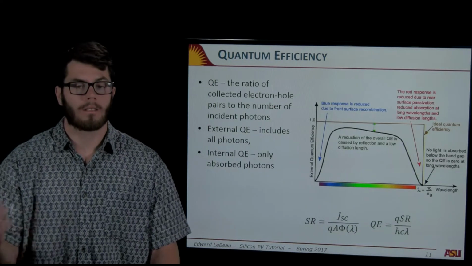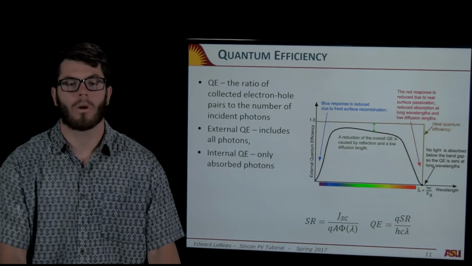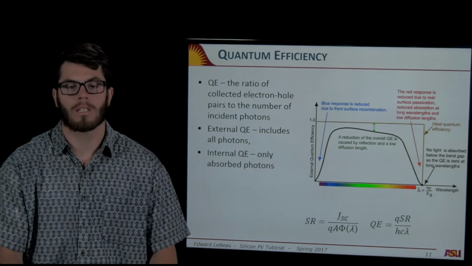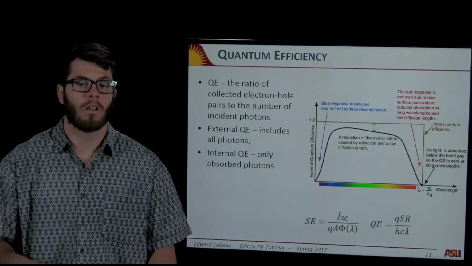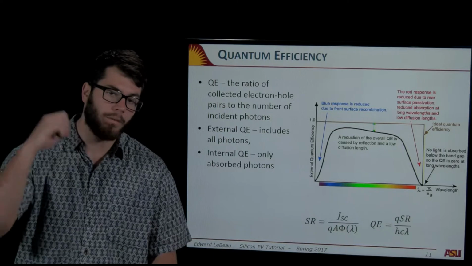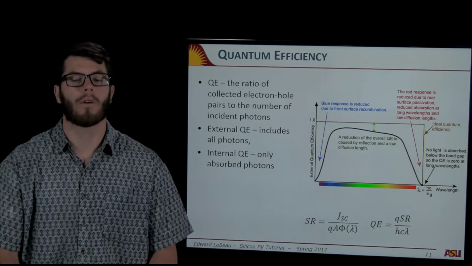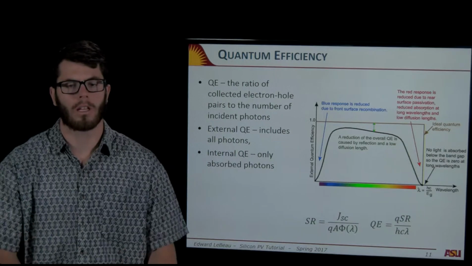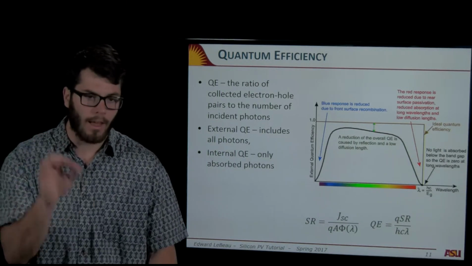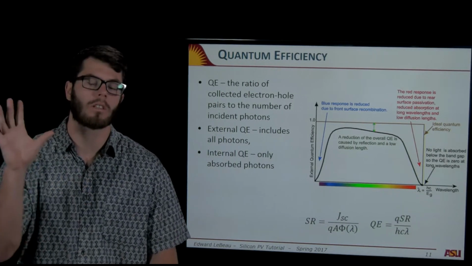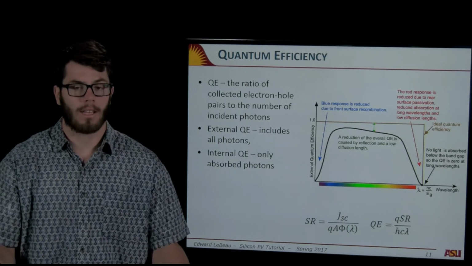Now, the next characterization method we'll talk about is quantum efficiency. So basically quantum efficiency is the ratio of: I shine 10 photons, hit my cell, and how many electrons do I get out as I vary the wavelength. That's basically what we're doing. And ideally, for every photon that hits, you get at least one electron come out. Obviously, that's not the case.